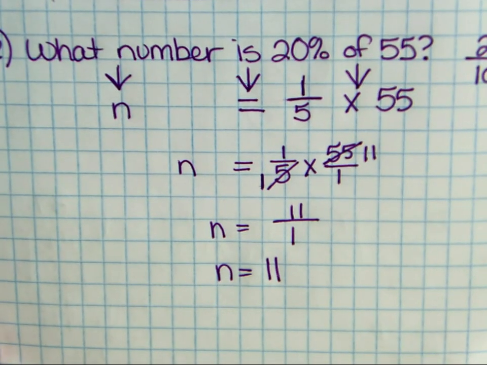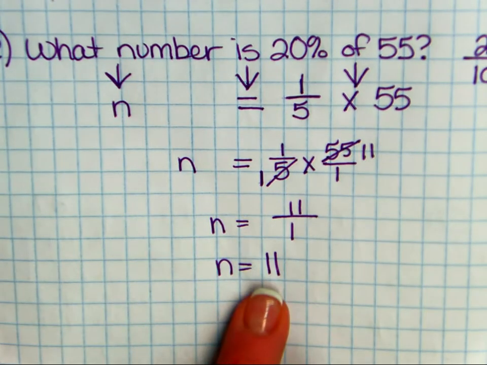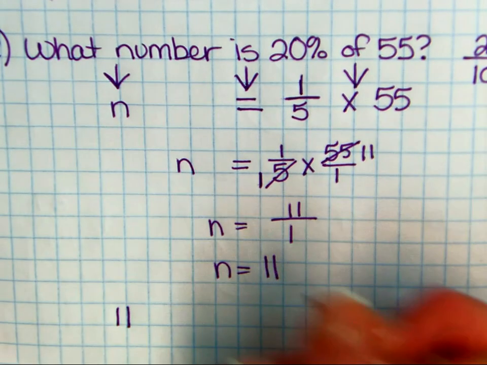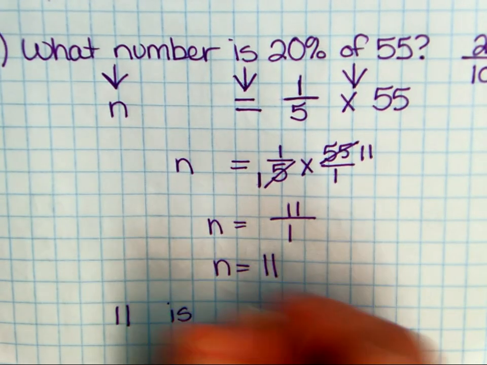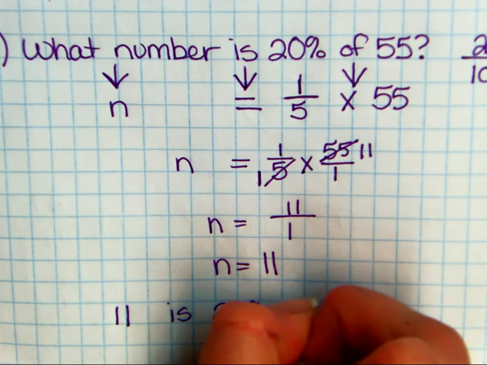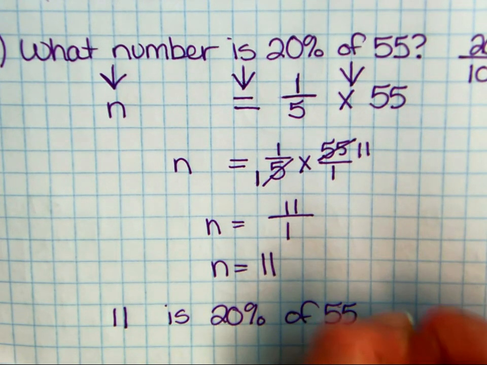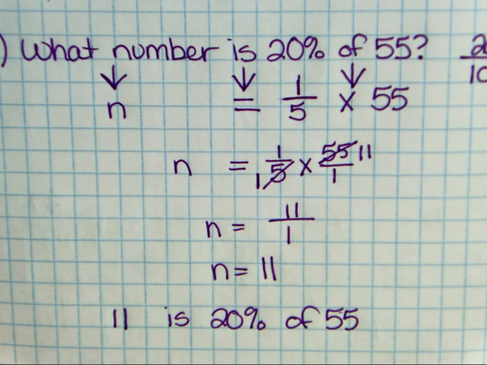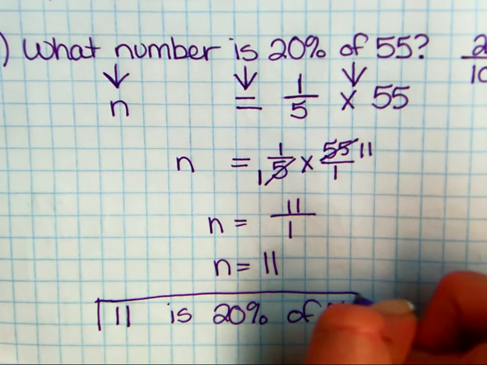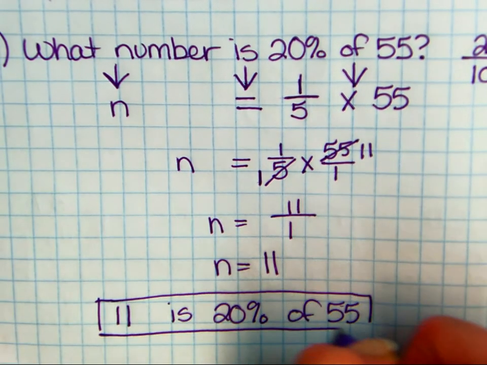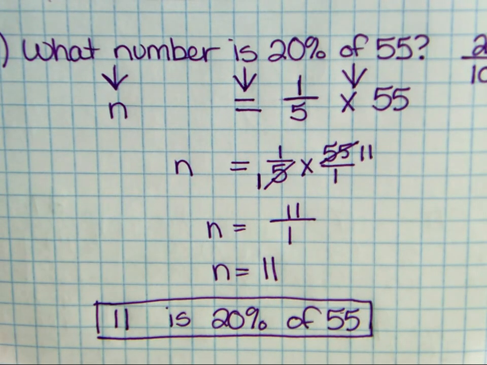So then my answer is, what number? 11. 11 is 20% of 55. And there is your answer and how you find the percent of a number, or the percent of a quantity, using the algebra or the algebraic method.